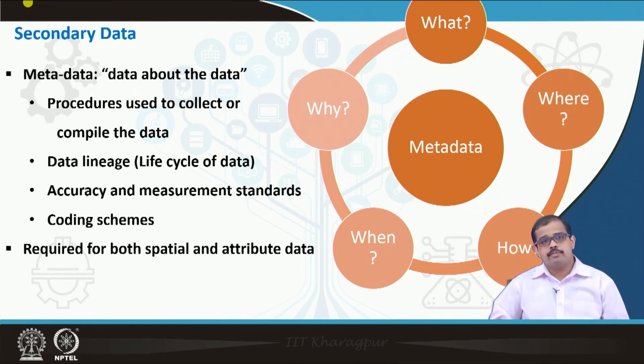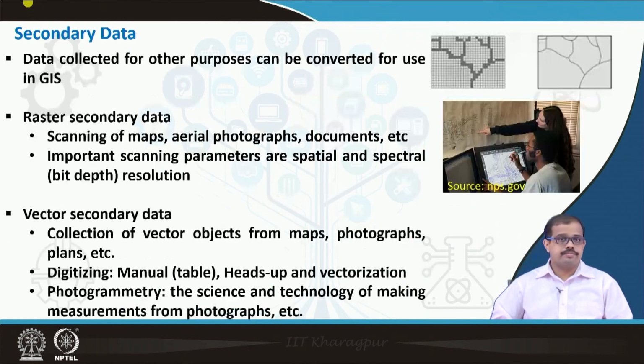It is required for both spatial and attribute data. So metadata should be available separately for both spatial and attribute data. Look for both metadata in your secondary data. Without metadata, do not use a secondary data, as that would create problems in your data model.